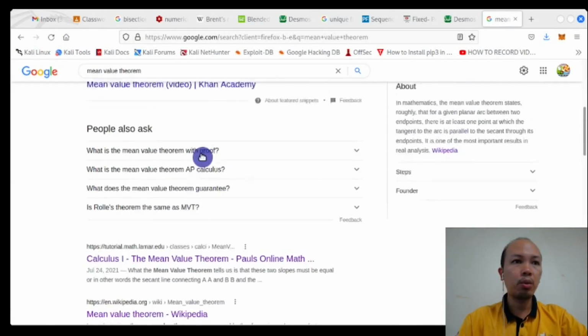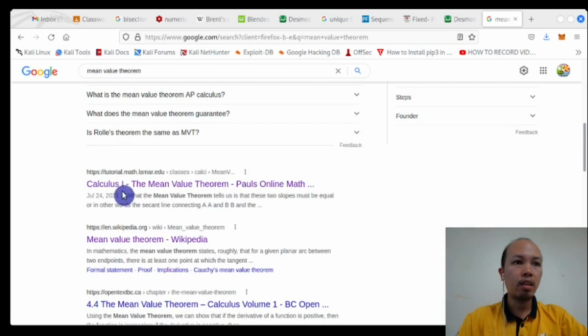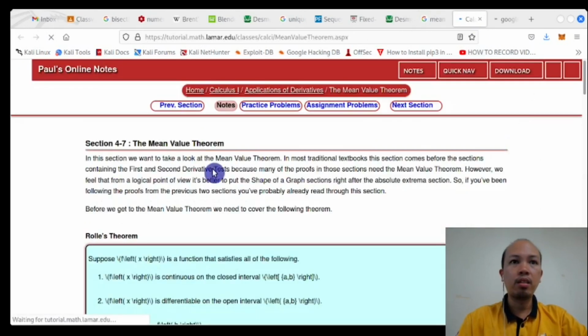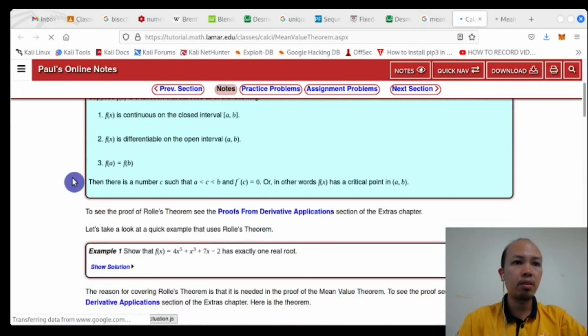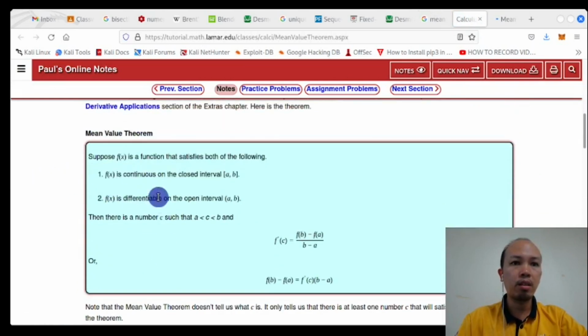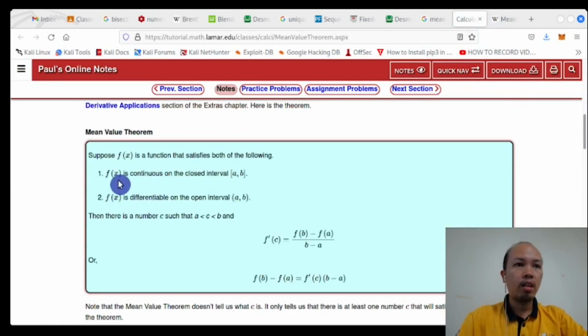Let's try to open this one here, maybe Wikipedia, or this post, online notes. It says here Rolle's theorem. This is the mean value theorem: if the function f of x satisfies these two conditions, this is very clear.